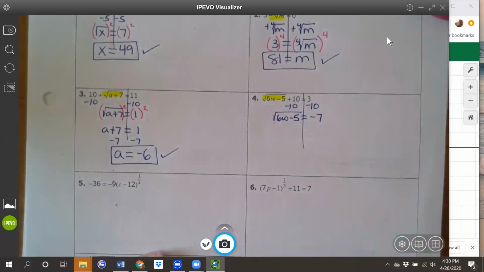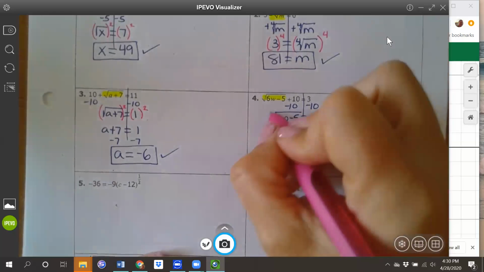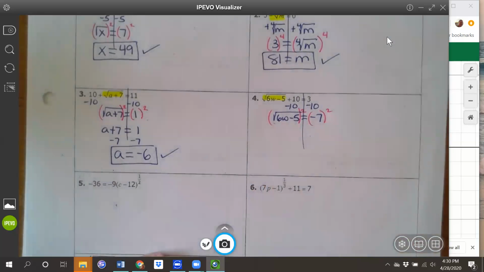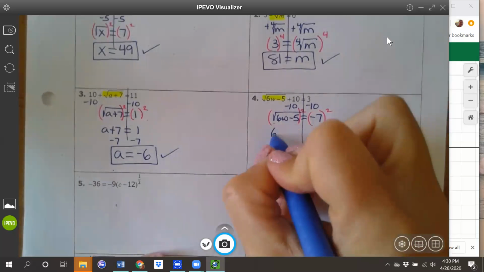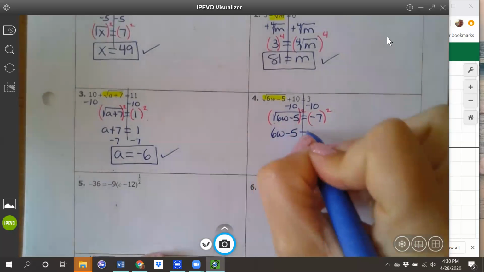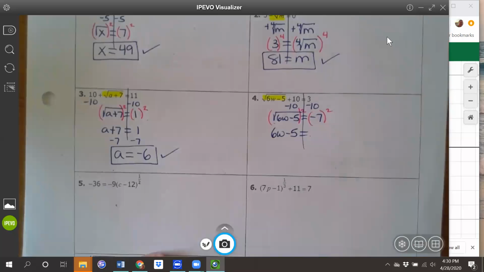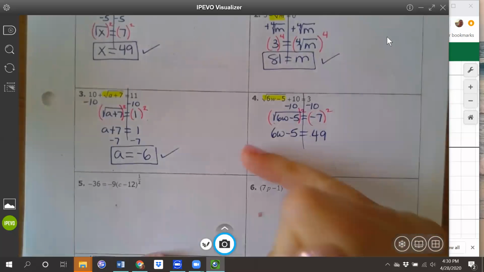How do you kill off a square root? Square it. Both sides. The square root and the squared are going to kill each other off. So 6w minus 5 gets left behind. Be careful here. This is a negative 7 squared. A negative 7 times a negative 7 is a positive 49.